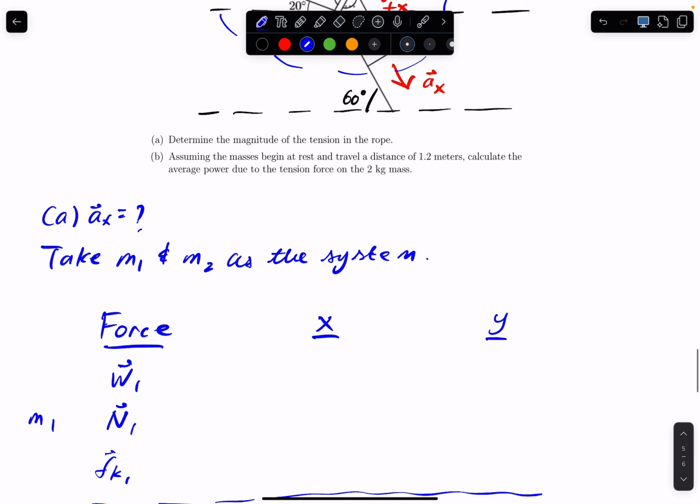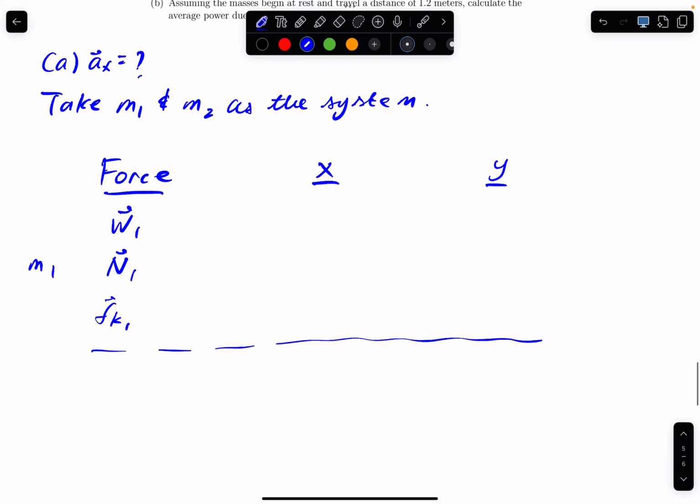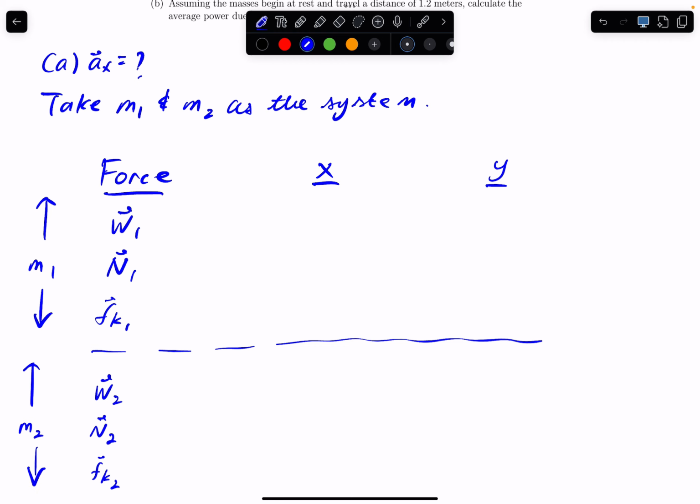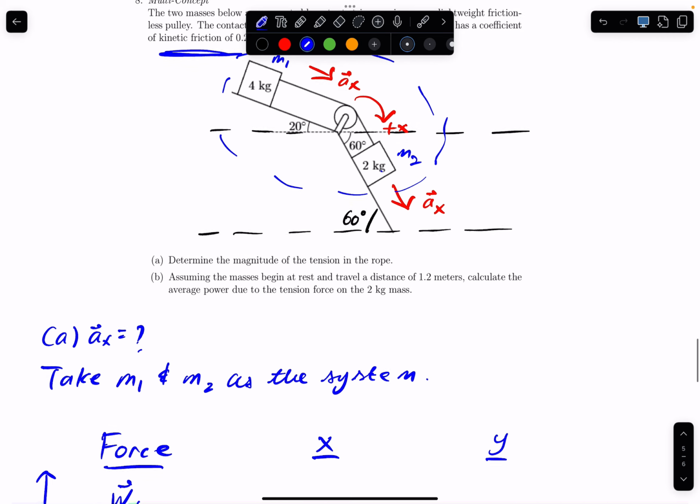All right, what forces are acting on M2? Weight, normal force, and friction, right? All right. Excellent. So this will be M2. All right, now let's start breaking this apart into components. So this is a rotated coordinate system now.